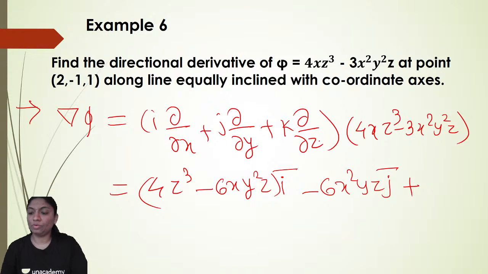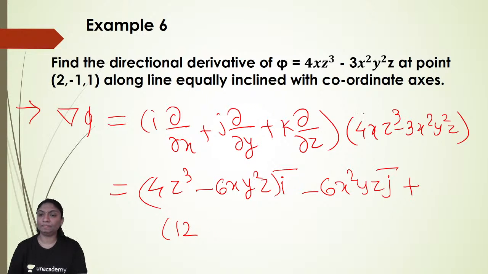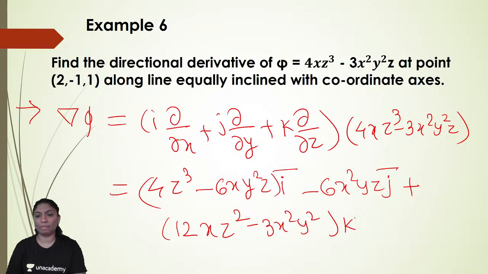plus. Now I hope you are clear how to find del phi. So k into del by del z of this, you will get 12xz square minus 3x square y square k bar. Okay, so this is your del phi.